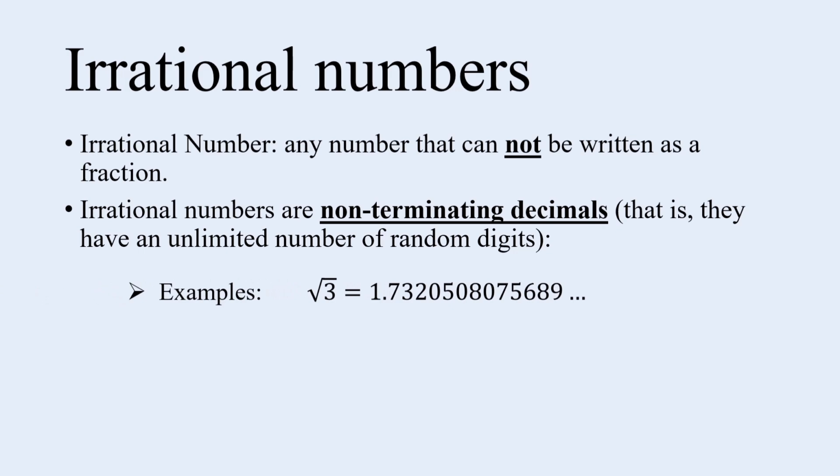Another example of an irrational number is pi, which again results in a whole set of digits and numbers that follow on forever after the decimal point.